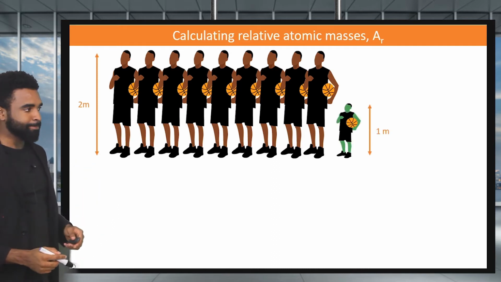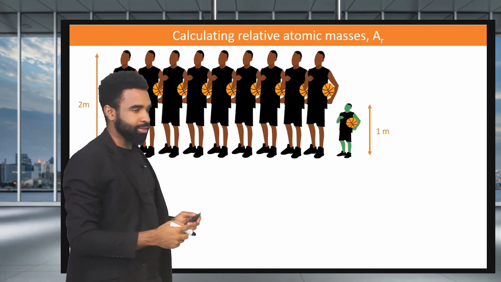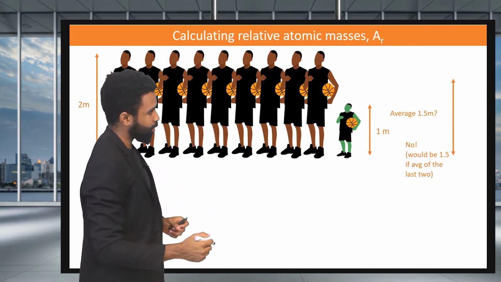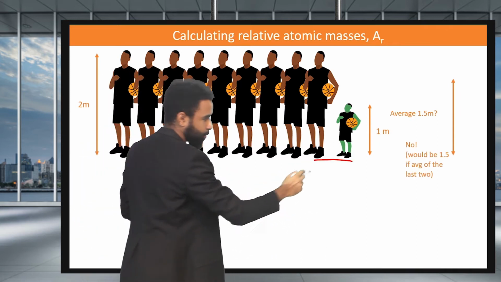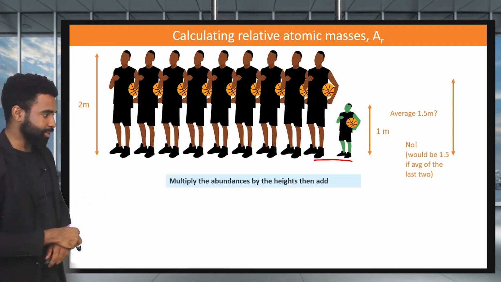He looks like an alien. Now the question is, what's the average height of this basketball team of 10 players? Is it 1.5 meters? No. That will be the average height of just these two folks. So what we need is a weighted average. How do we do this?